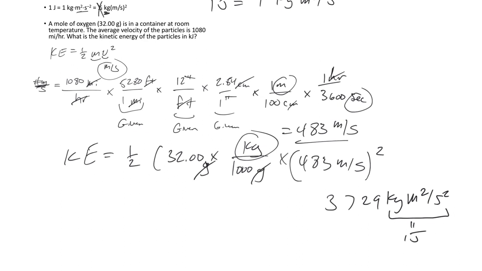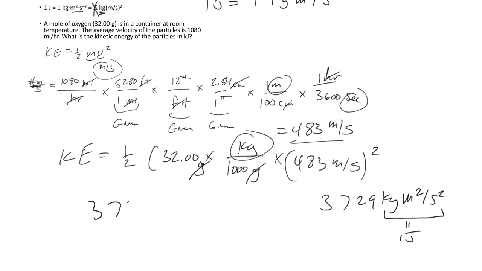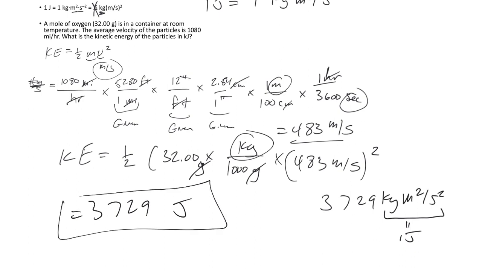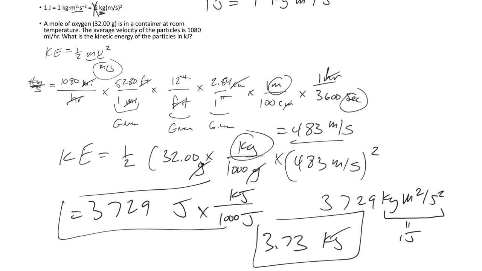So that would make that 3,729 joules. Now, the question asked for this in kilojoules, not in joules, so we would just do one more conversion, 1,000 joules per kilojoule. So a lot of joules in 1 kilojoule. And so that gives us 3.73 kilojoules.